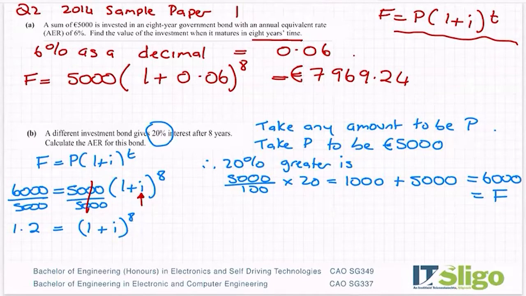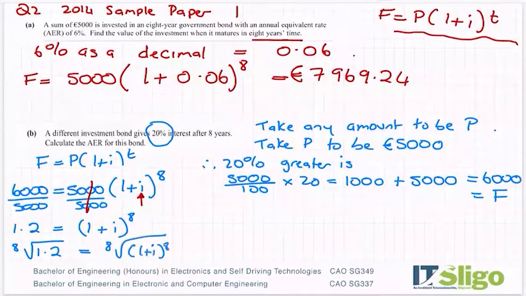Well, if I had something like this, how would you get rid of it? You would get square root, wouldn't you? Because square root is the opposite of squared. So that means 8 root is the opposite of to the power of 8. So if I do 8 root 1.2 and I do 8 root 1 plus I to the power of 8, that 8 root and that 8 will cancel.